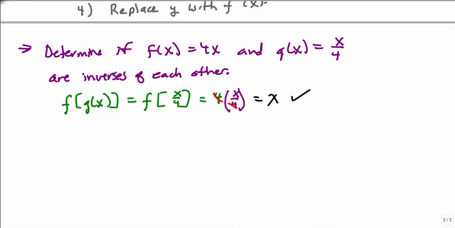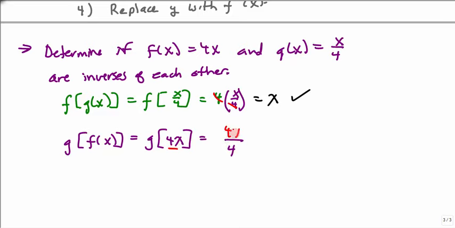Now I also want to check the other direction, g of f of x. My function is f of x, which is equal to 4x, and I'm going to plug that into g. Again, g is equal to x over 4, but our value for x that we want to plug in is 4x. You can see that the 4's cancel, so we're left with x. Therefore, because when I composite these I get x back either way, that tells me that f and g are inverses of each other.